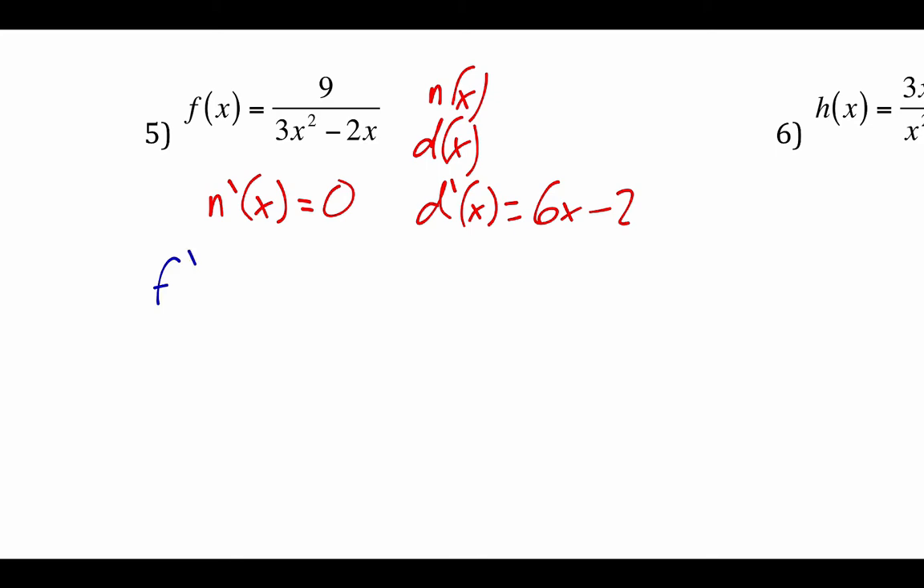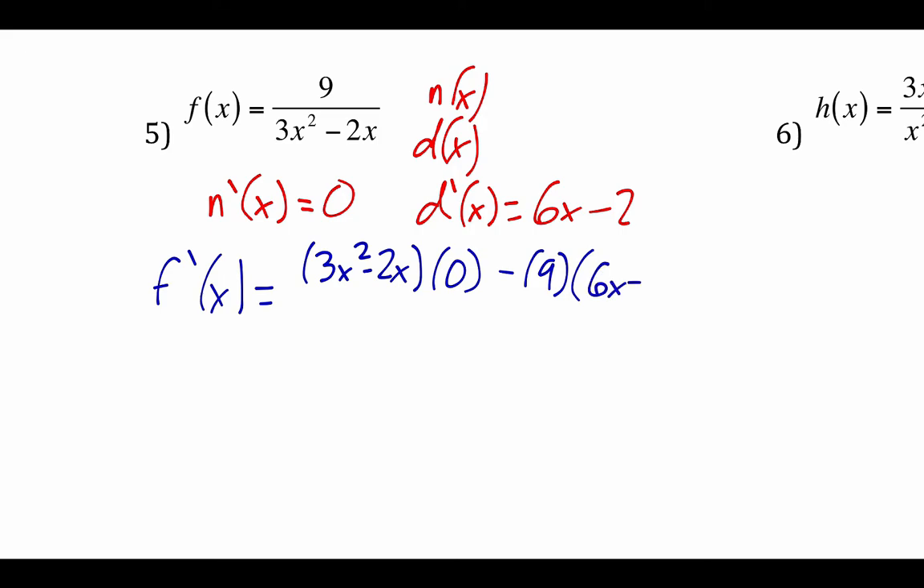So derivative f prime of x is the original denominator, so the original denominator being 3x squared minus 2x, times the derivative of the numerator, so that was just 0, minus the original numerator, which was 9, times the derivative of the denominator, 6x minus 2, all that divided by the original denominator, 3x squared minus 2x, that whole thing squared. Now, looking at this is actually kind of nice because some stuff here is going to cancel out.